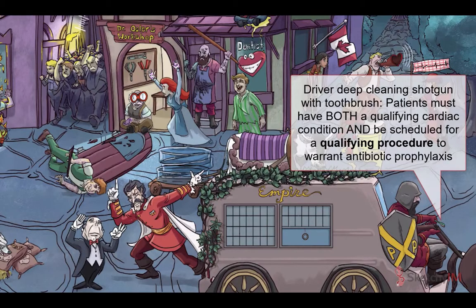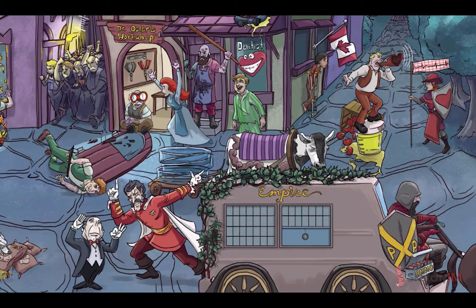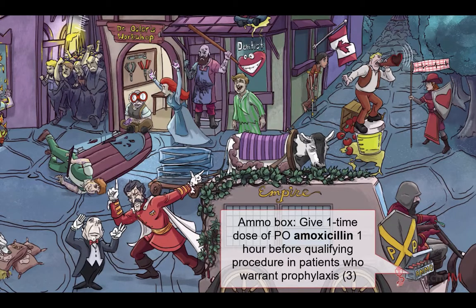Qualifying procedures include deep dental procedures, not your routine cleanings, respiratory tract procedures like bronchoscopy, and procedures involving infected skin or soft tissue. That's why this caravan driver is doing a deep cleaning of his shotgun with his toothbrush. If prophylactic antibiotics are warranted, the regimen is pretty simple: a one-time dose of oral amoxicillin, represented by our recurring sketchy symbol, the ammo box next to our driver, 1 hour before the qualifying procedure.